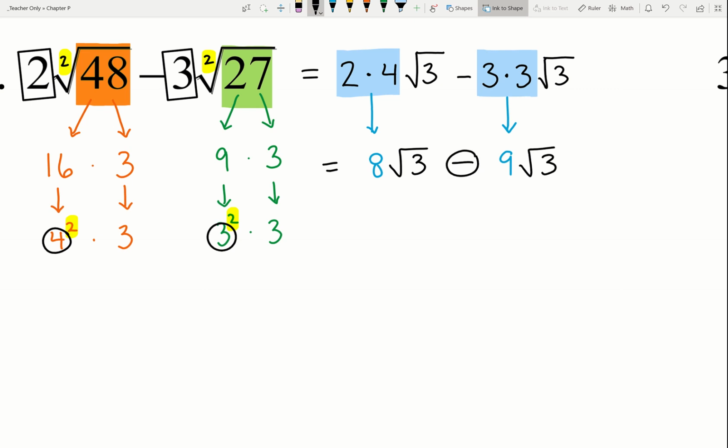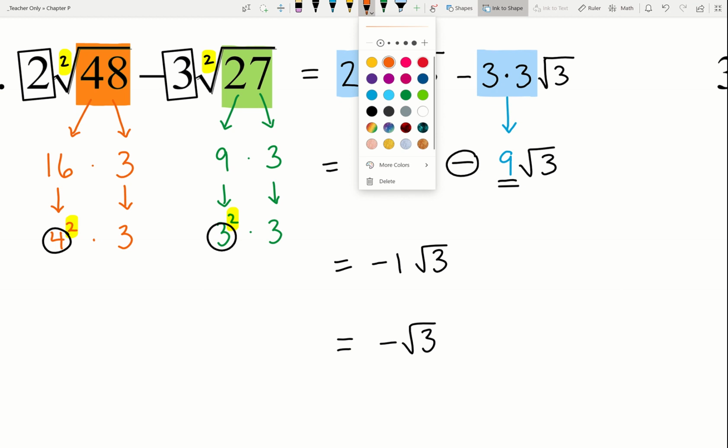We're going to perform a subtraction. We have 8 of these things, and we take away 9 of them. And so our final answer is going to be 8 minus 9. That means negative 1. And so negative 1 square root of 3, that could be one way that we write our final answer, but the more simple way would be to just simply write negative square root of 3 as our final result for that. Okay? And so that is going to be a complete problem there.